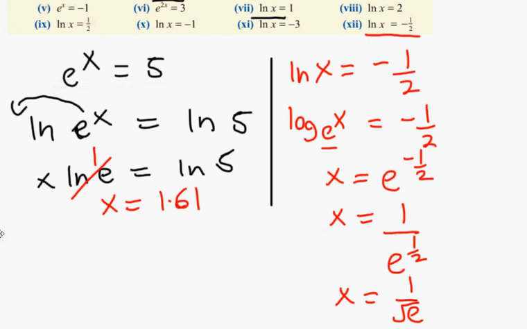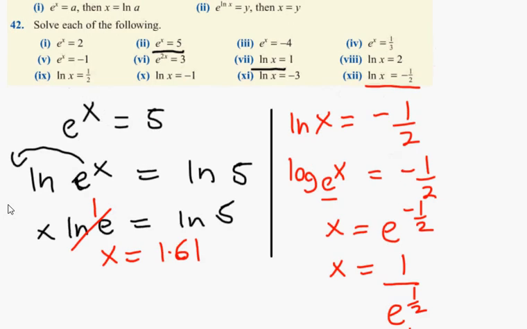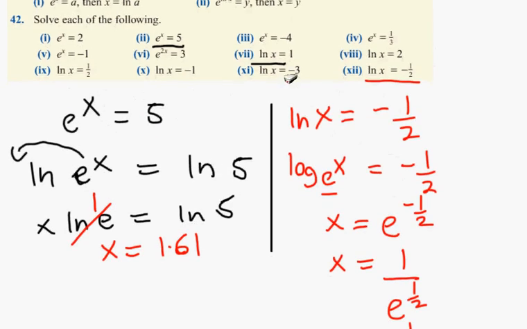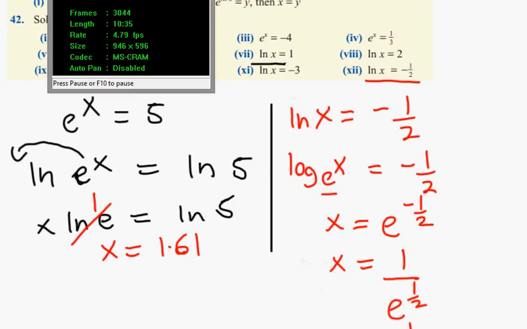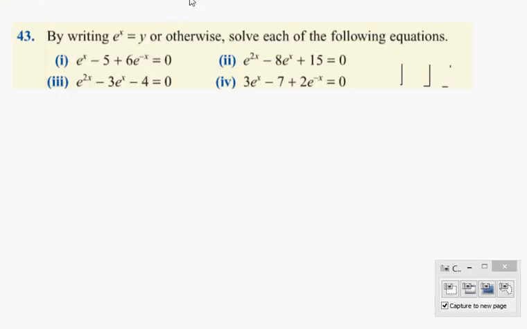Now that that's done, okay, 1 over root e. All those questions are done in a similar manner, 42. So now, by writing e to the x equals y or otherwise, solve each of the following equations. I got started on this one yesterday but didn't quite get close enough to it. Now I'm going to show you two different types. I'm going to do one of them, but I'm going to show you how they both start off.